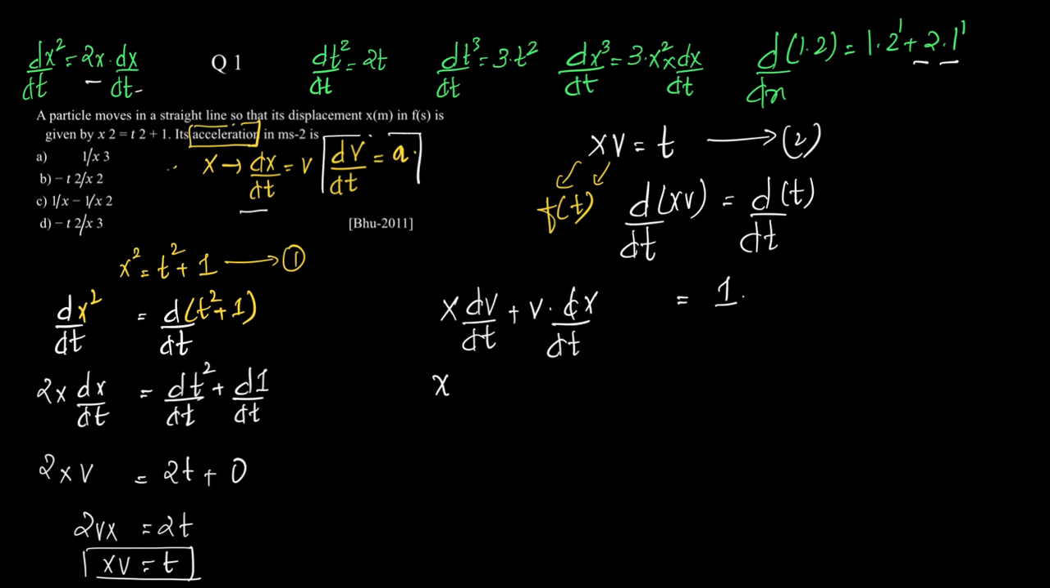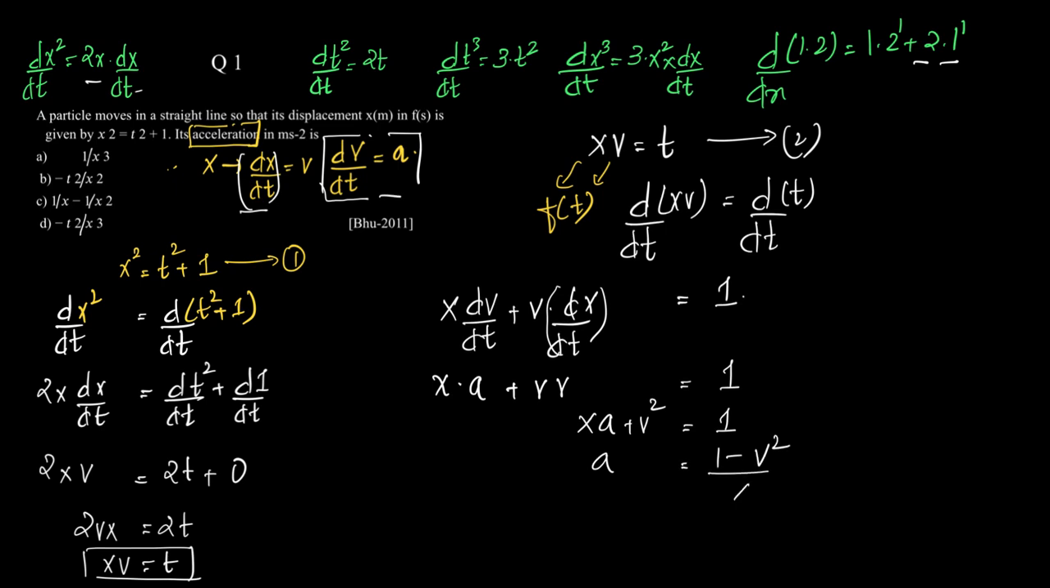dv by dt is rate of change of velocity with respect to time, which is acceleration. So this becomes acceleration plus v into, what is dx by dt? dx by dt is rate of change of displacement, which is velocity, which is equal to 1. In which case we can say that xa plus v square is equal to 1, or a is equal to 1 minus v square upon x, which gives our answer.